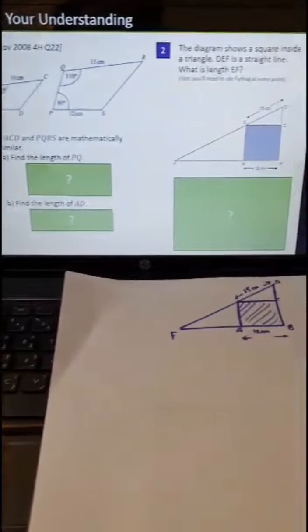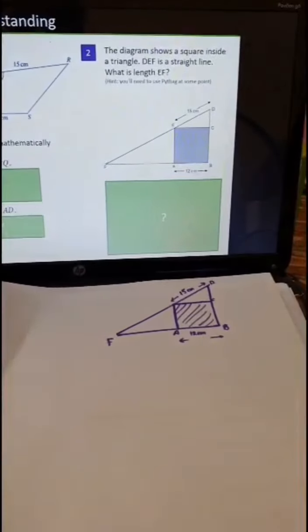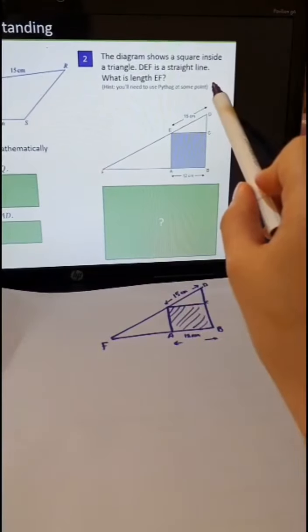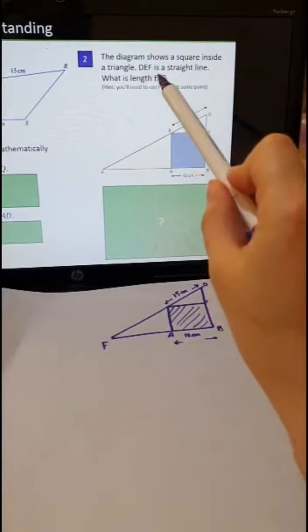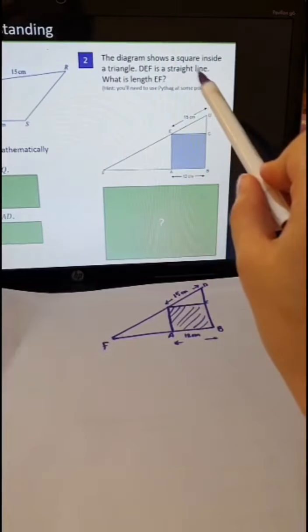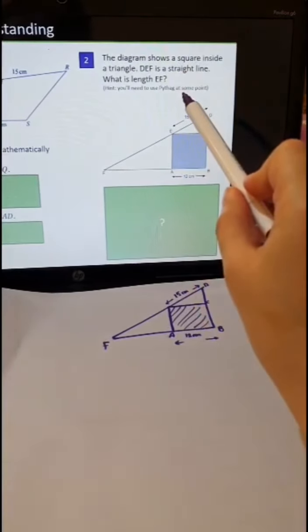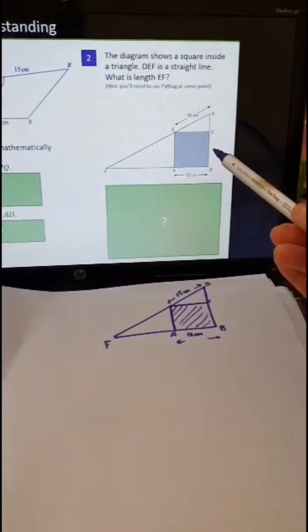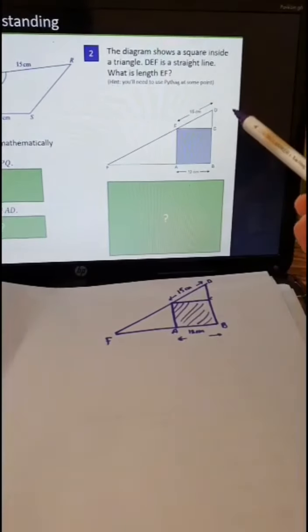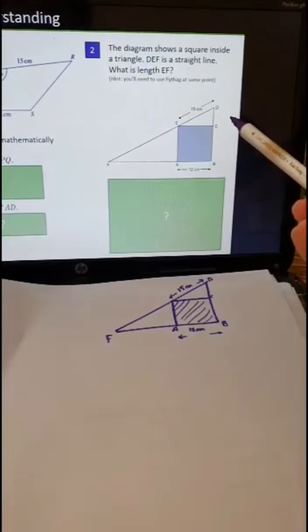I'm going to start the new question, which is this one. The diagram shows a square inside a triangle. DEF is a straight line. What is the length of EF? To start, we need to prove that we have two shapes and the two shapes are similar.